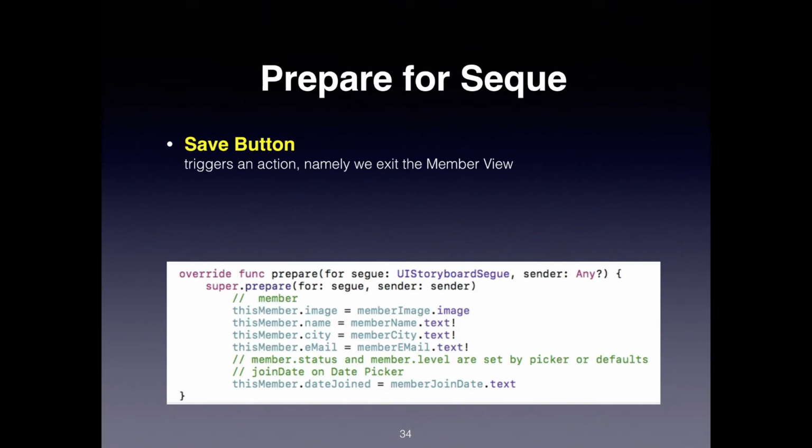So the preparation here is taking the information that's on display. Some of it was typed in, some of it was selected from a picker, some of it from a date picker, and we're now stuffing it into an instance of a member, and now we're going to send that back, okay? So this is slide 34. Let's go ahead and take care of that.